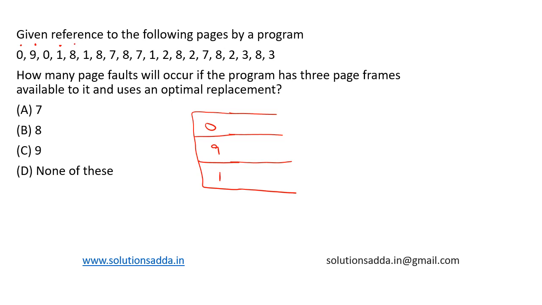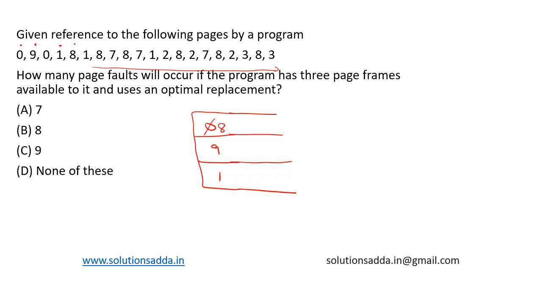But we'll replace that page from the page frame that is least used in the future. So we have 0, 9 and 1. As we traverse from here to this side, we have 1 recently used. Then as we move, 9 and 0 are not used anywhere. So let's replace 0. 0 is replaced with 8.